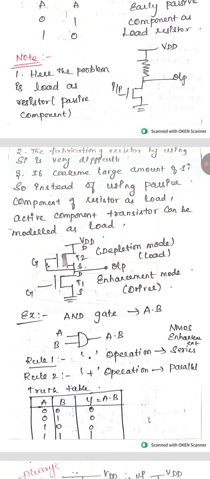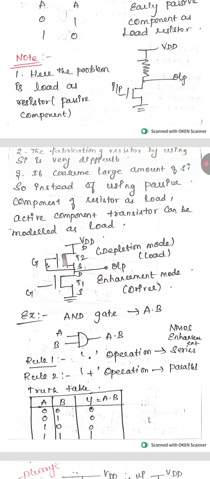Earlier, we considered only one input, A, providing the output A bar. But for the AND gate logic, we are going to provide two inputs. How are we going to design the input logic conditions using NMOS? Here, for AND logic, we have to use a dot operation, that is, a multiplication operation.